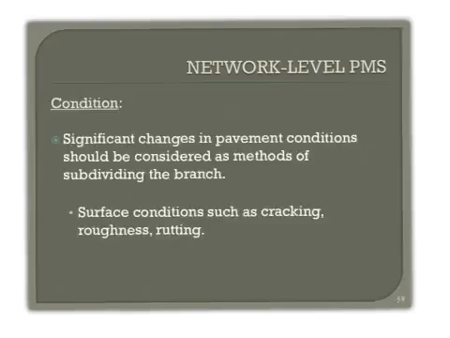The other criterion that can be used to divide the sections into subsections is the condition of the pavement. In fact, significant changes in pavement conditions should be considered as one of the methods to subdivide into branches. For example, if we have surface conditions such as cracking, roughness, or rutting different from one section to the other, this can trigger subdividing the section into smaller ones.